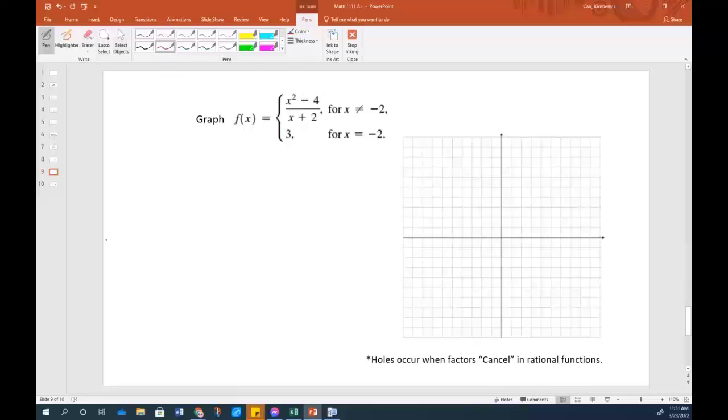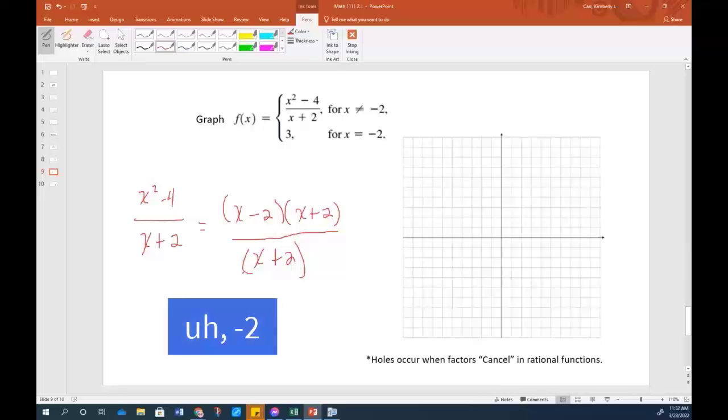So I'm going to take that top section down here, x squared minus 4 over x plus 2, is the same x squared minus 4 factors. Now, what we know is that x can't equal -2. These would cancel. That's what the note's about.